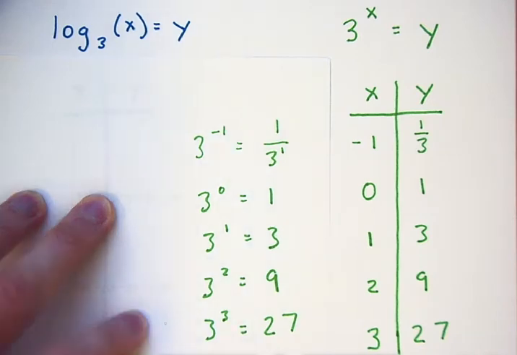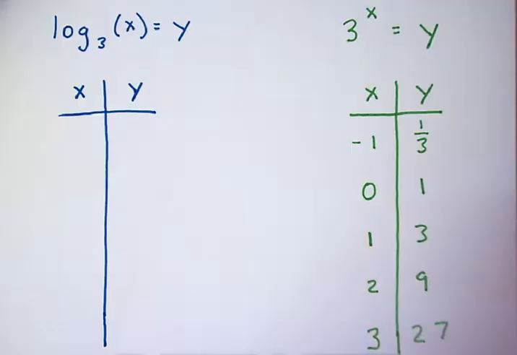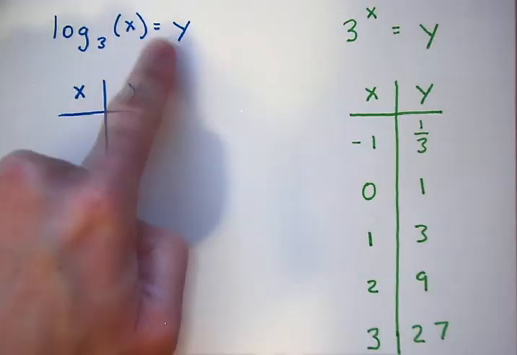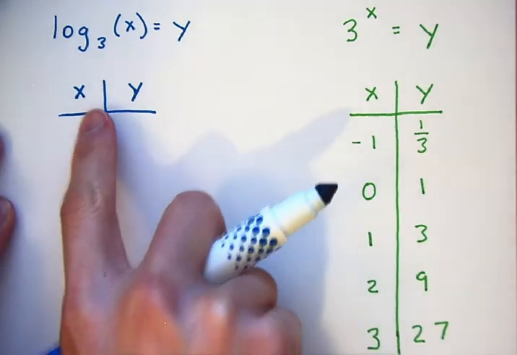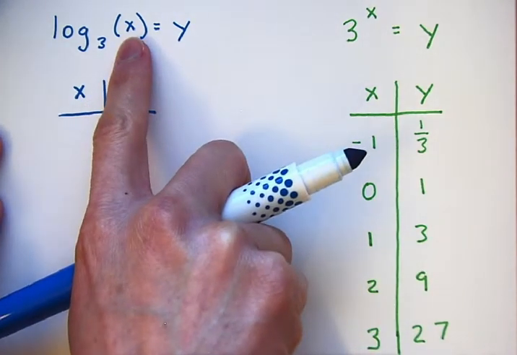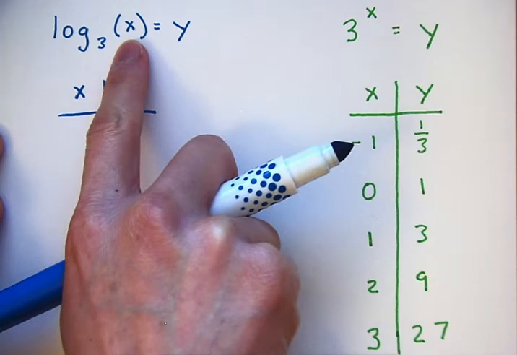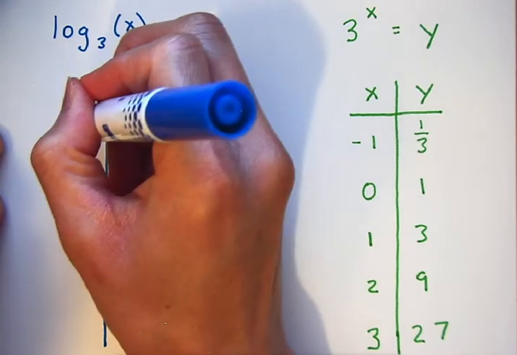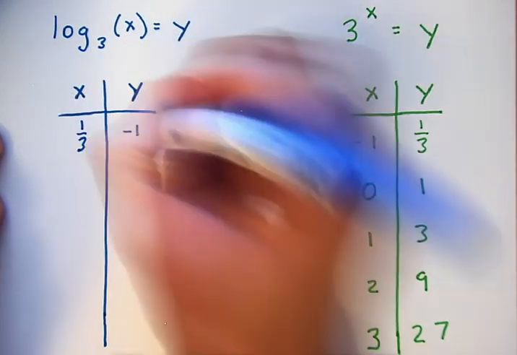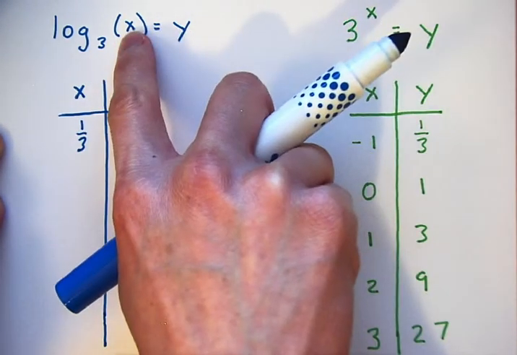All right, let's look at the opposite of that. So let's look at y equals log base 3 of x. If you put 1/3 in for x, log base 3 of 1/3 is equal to -1. Or another way of thinking about it, 3 to the -1 is equal to 1/3.